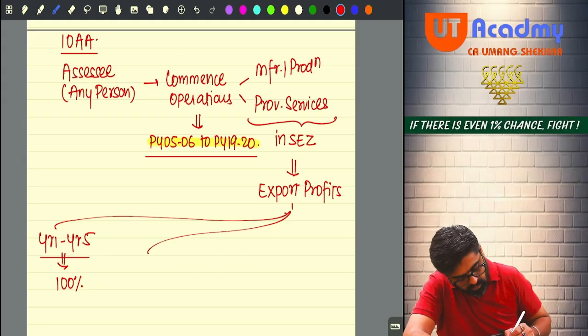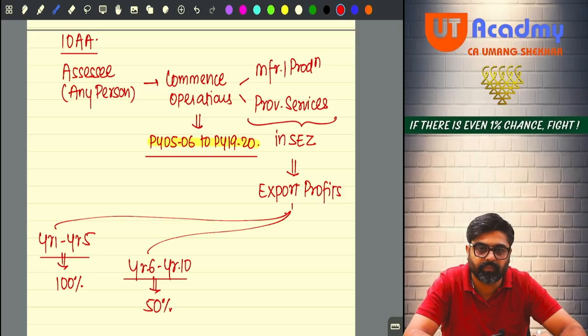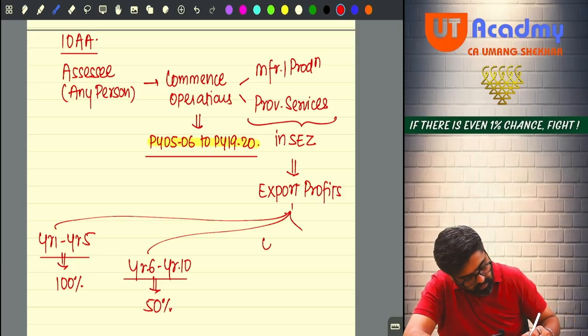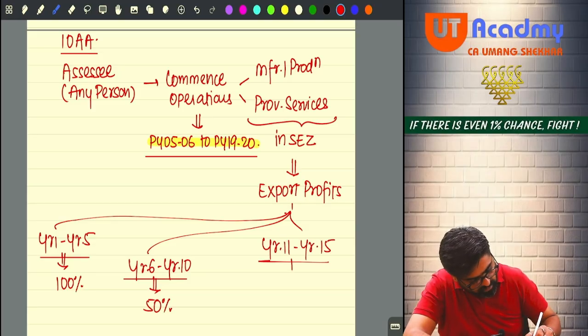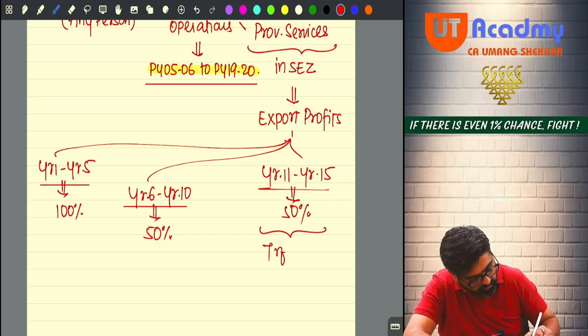Now from year 6 to year 10, whatever export profits will be there, 50% of those export profits will be allowed as a deduction. And from year number 11 to year number 15, 50% again of your export profits, provided this 50% is transferred to special economic zone reinvestment reserve.